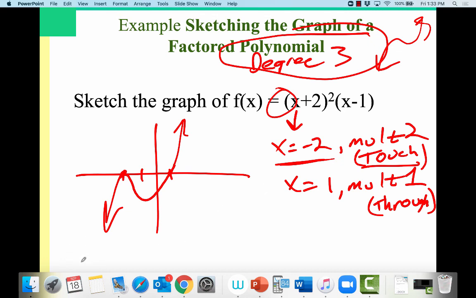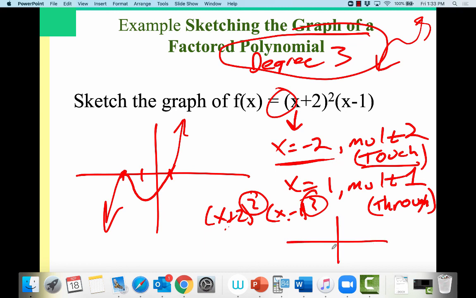So for example, what if we had one that was x plus 2 squared, x minus 1 squared, where they're both squared. Now they're going to touch and touch, but now my degree is 4. So how would that look? I'd go to -2, I'd go to +1. I know I'm finishing up and up, but I'm coming down, and I'm going to touch, and I'm going to turn, and I'm going to go down, and I'm going to touch, and I'm going to turn. So it always works itself out nicely.